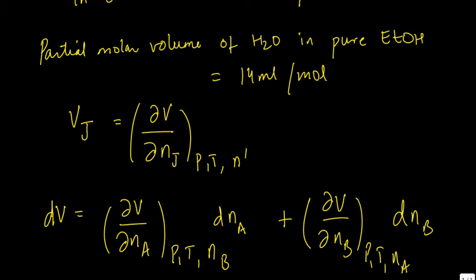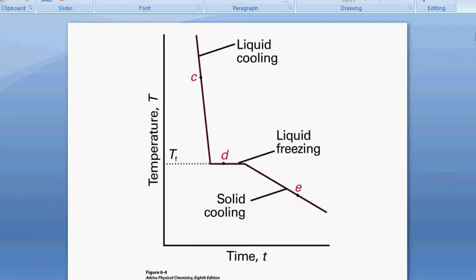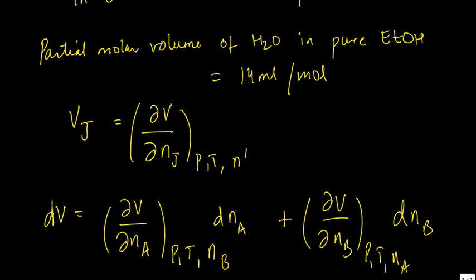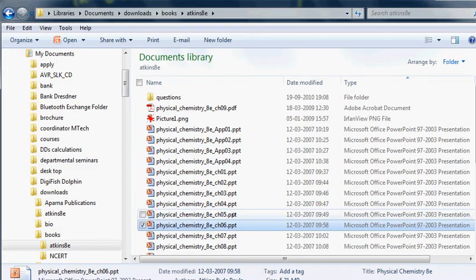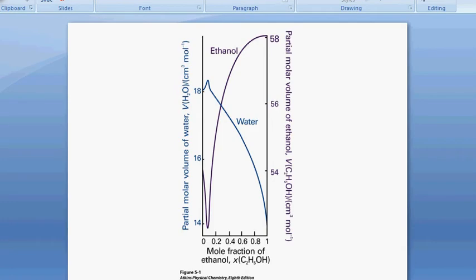So these graphs are also given in Atkins, but let me see if I have them here. Not in this chapter. Okay, maybe it's intuitive to show these graphs. Okay, yeah, there you are. So of course this dip and this rise is because of the associative property of water. Forget about that for the moment, but look at this one. This is the mole fraction of ethanol.